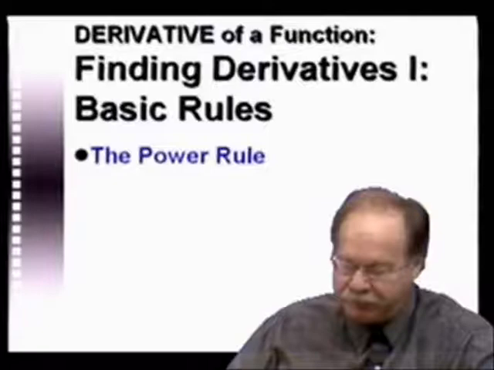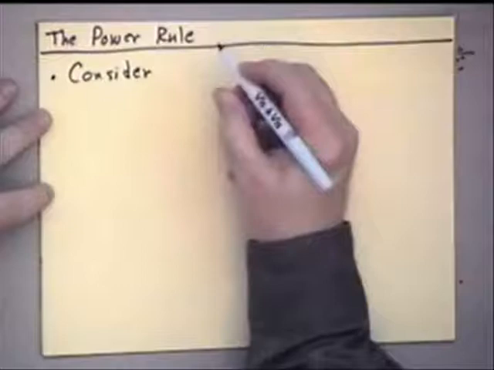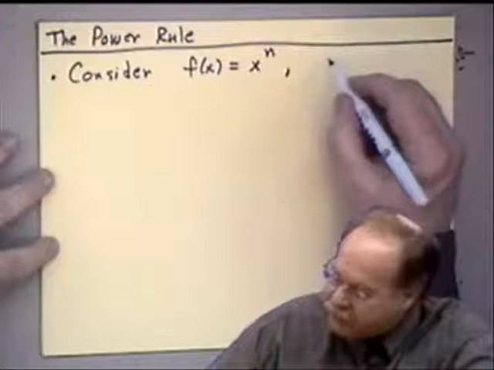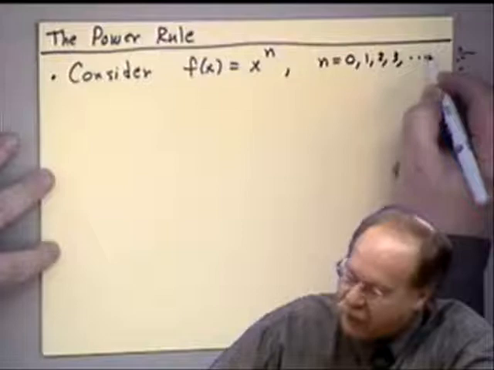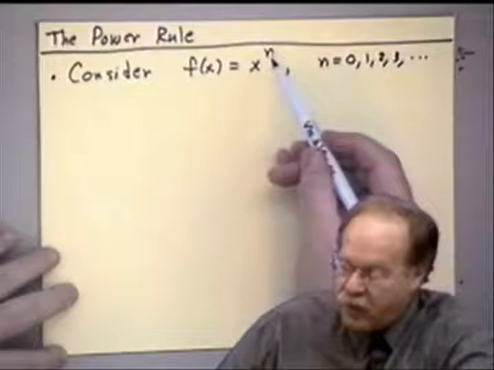And the power rule says, let us consider the following whole class of functions, or family of functions. f(x) equals x to the n, and for now we'll just look at the cases where n is 0, 1, 2, 3, and so on. Now the powers n can be other numbers, but we'll deal with those later. For now we'll just take 0 or any positive integer. The question is, what is the derivative of a function of this sort?